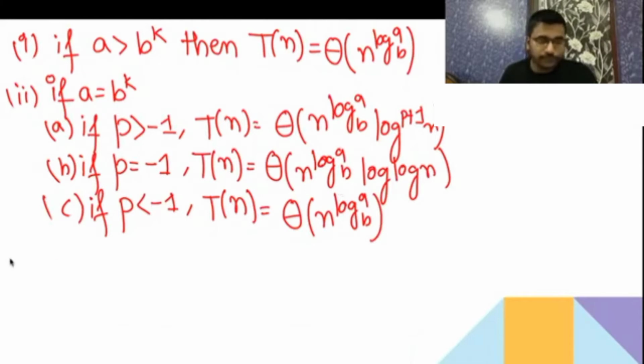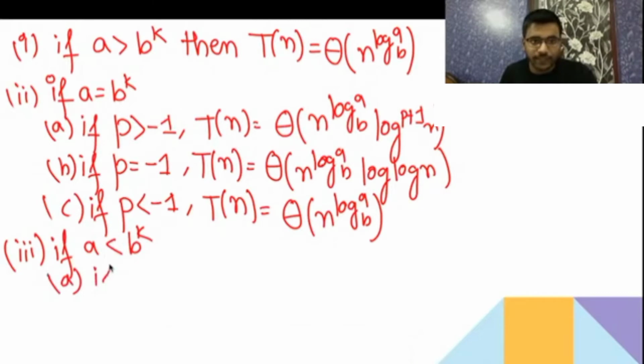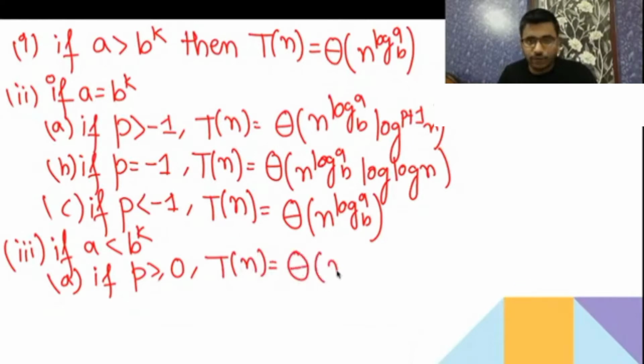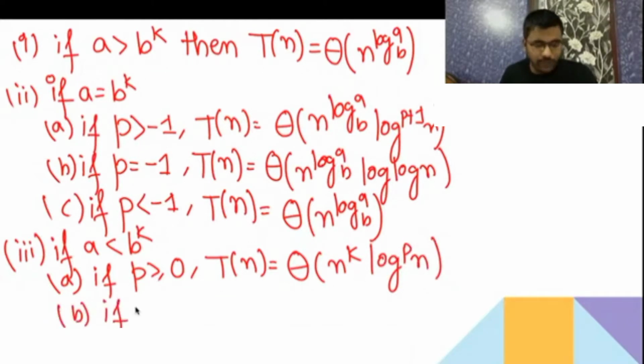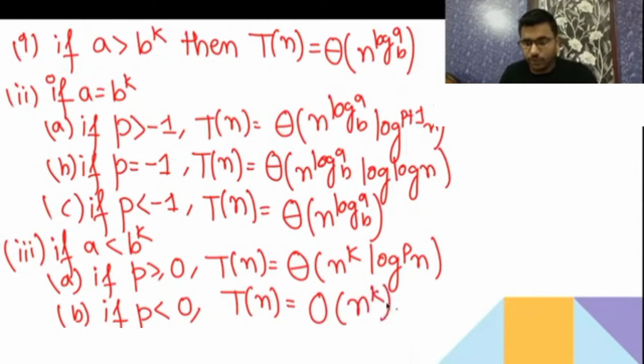And the third one: if a is smaller than b to the power k, then if p is greater than or equal to 0, Tn is equal to theta of n to the power k log^p n. And the second one is, if p is smaller than 0, then Tn is equal to theta of n to the power k. So this is the condition.